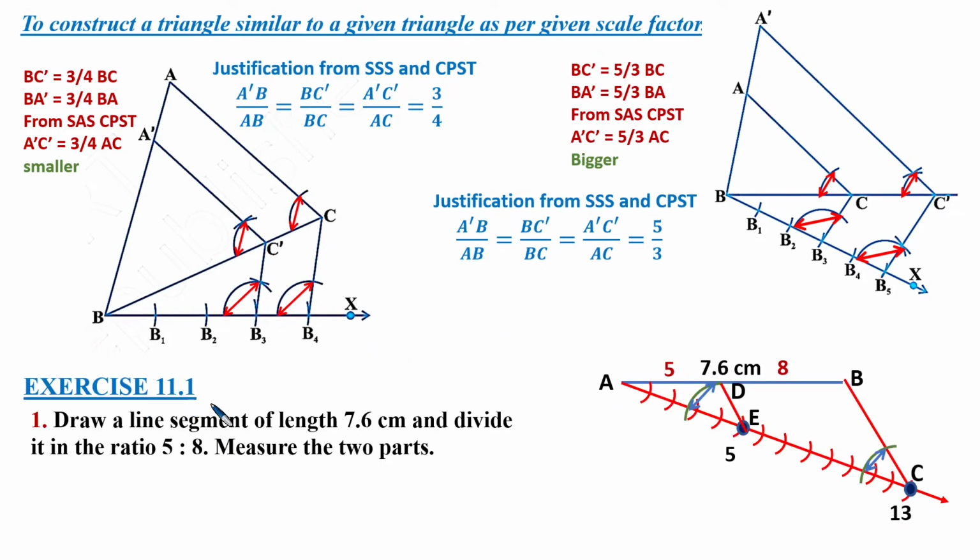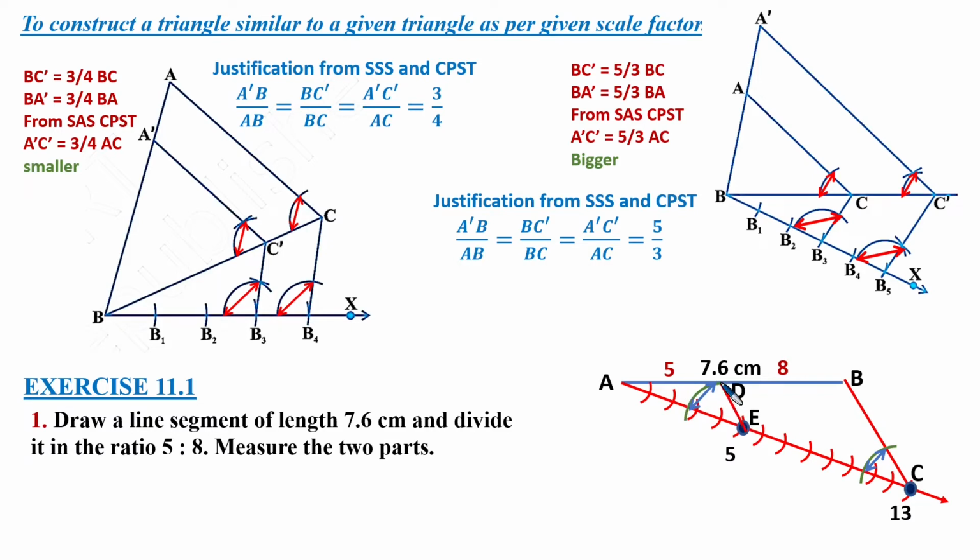So this is exercise 11.1. Draw a line segment of length 7.6 centimeter and divide it in the ratio 5:8. So this line segment is given 7.6 centimeter, and you have to divide in the ratio 5 and 8. So total will be 5 and 8, 13. So you draw 13, and then from this 13th point you join this point B. And then draw a parallel to this BC to D.